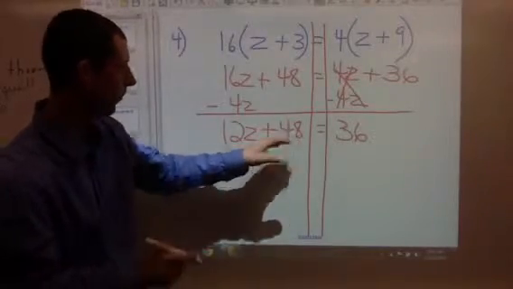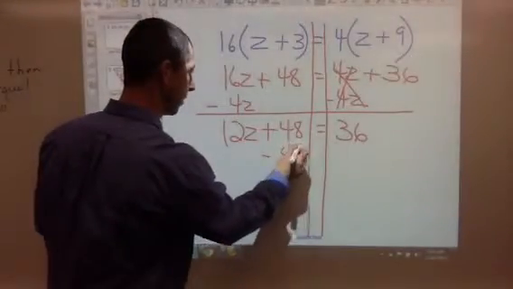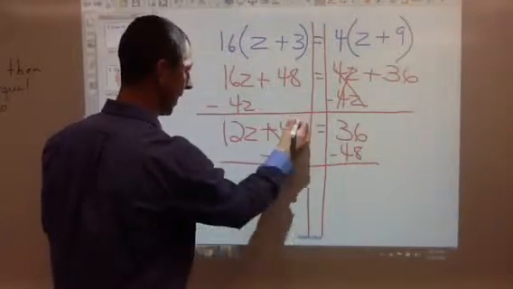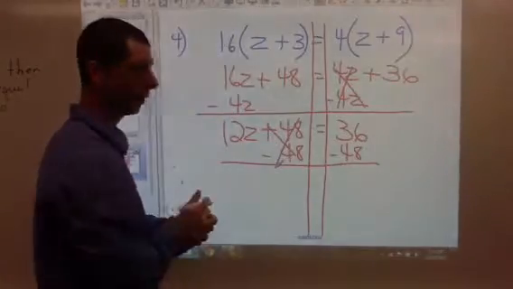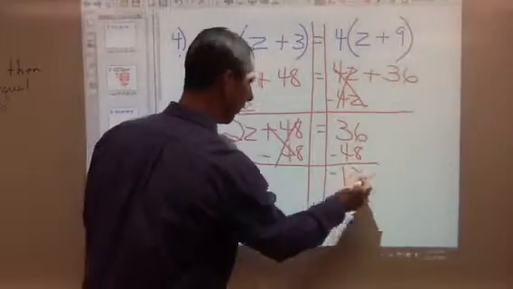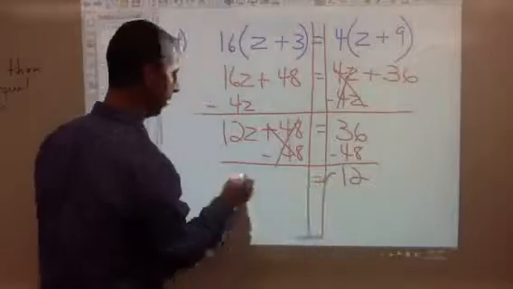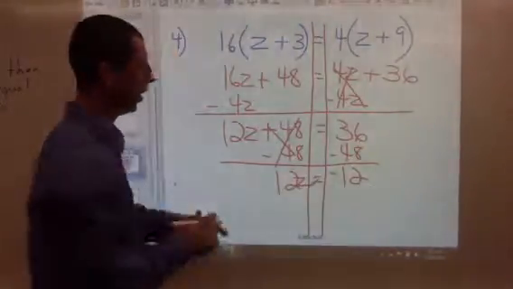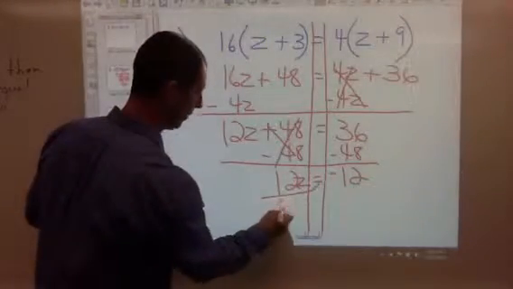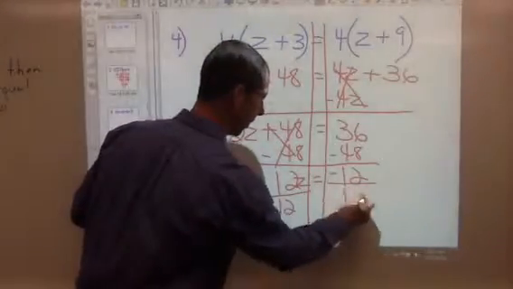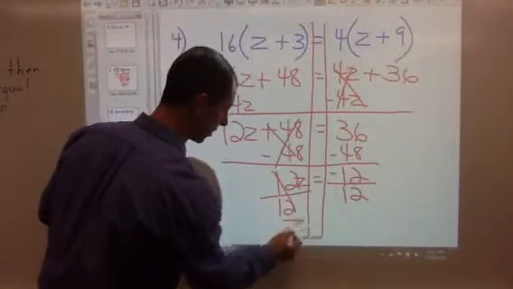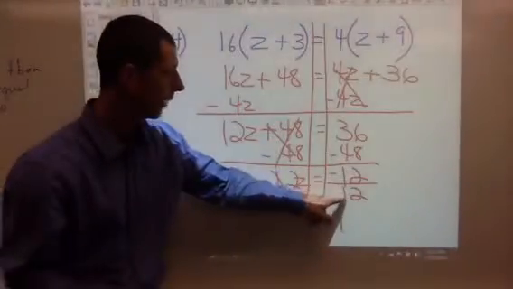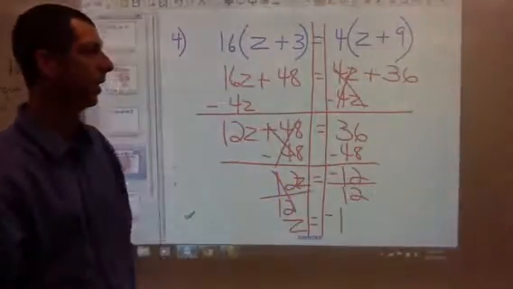We need to get rid of the plus 48, so we're going to subtract 48. Okay, these cancel. 36 minus 48 is negative 12. Okay, equal sign. We've got 12z here. Now, oops, I forgot my z. Now I need to get rid of the 12, so I'm going to divide by 12. Do the same thing to both sides. The 12's cancel, so z equals negative 1. Negative 12 divided by 12 is negative 1.